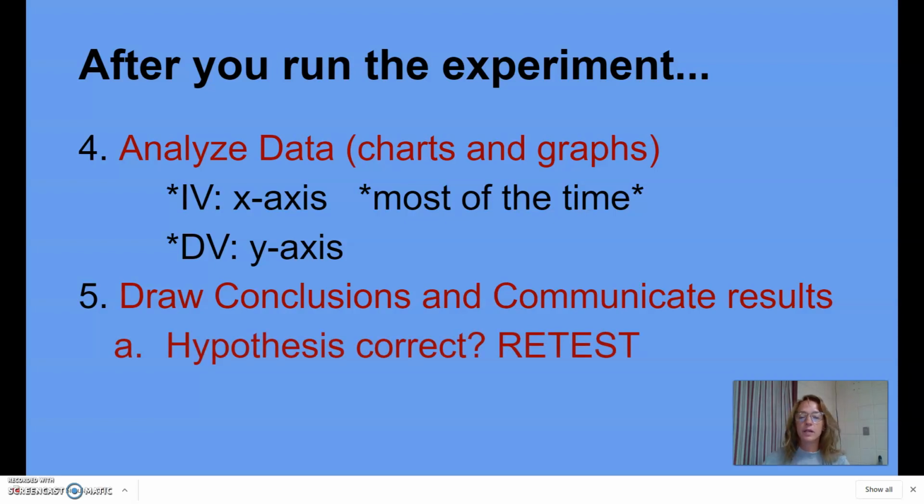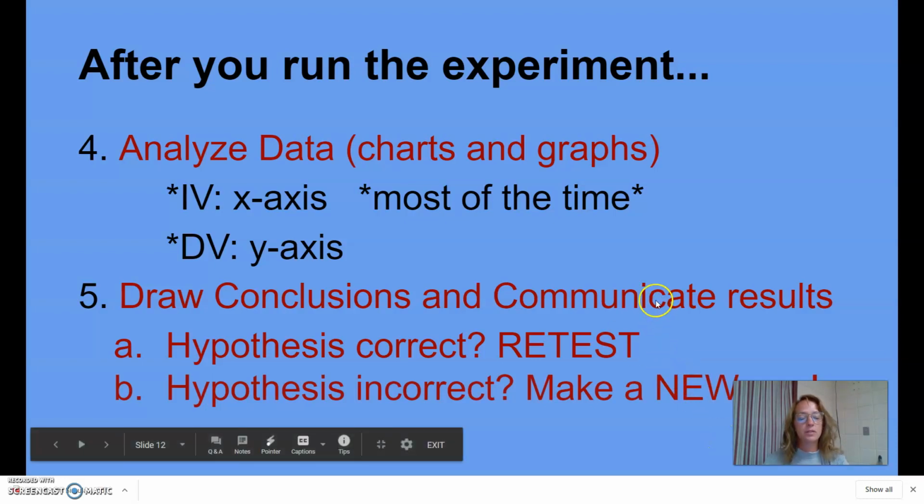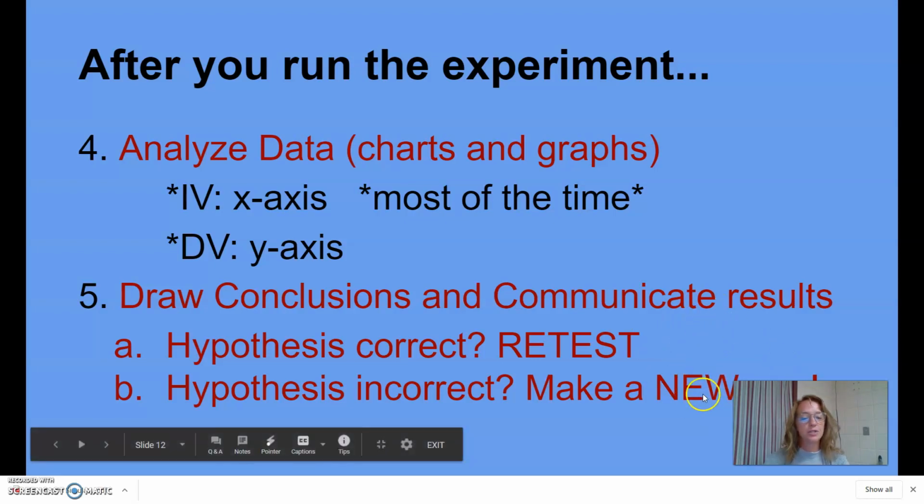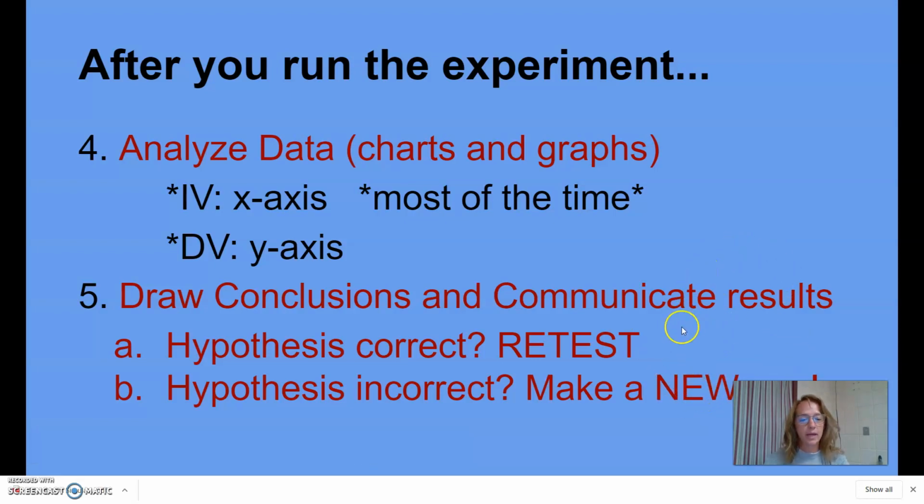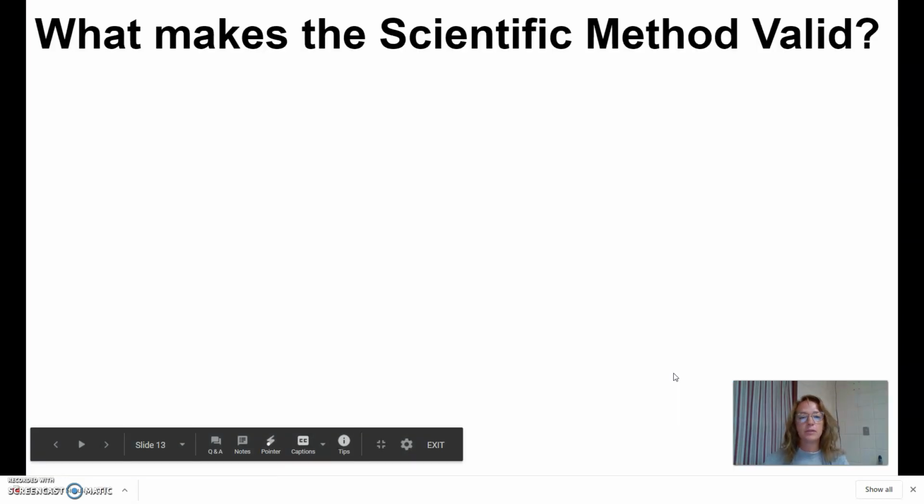If it was correct, you have not proved anything. You may have gotten lucky, so you need to test that over and over and over again to actually prove you're right. If your hypothesis is incorrect, then you rewrite it, and you are going to restart a new experiment. So when you communicate these results, you cannot say that you have created a new theory or proved your theory until you retest it. If you're wrong, you need to make a suggestion based on what you've learned from your lab of what a better idea would be. So we will do all that as we do this lab.